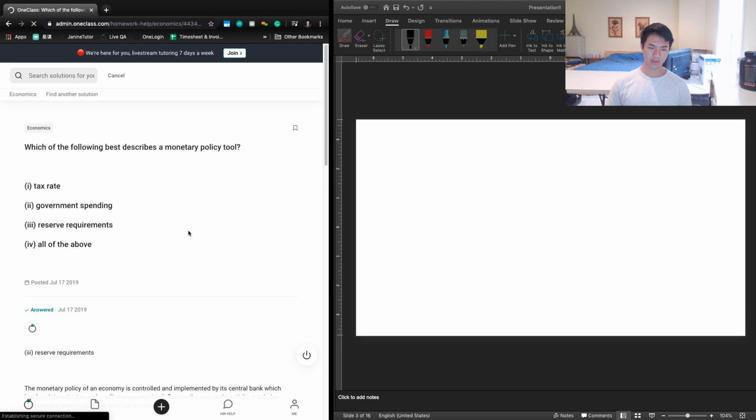So the next question says, which of the following best describes a monetary policy tool? And so the options are A, tax rate, B, government spending, C, reserve requirements, or D, all of the above.